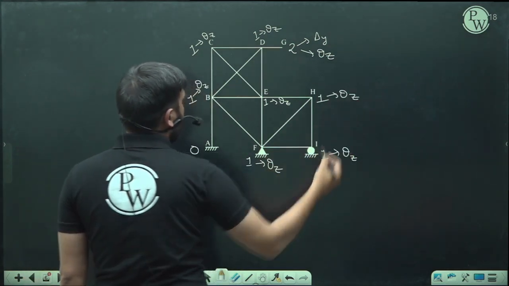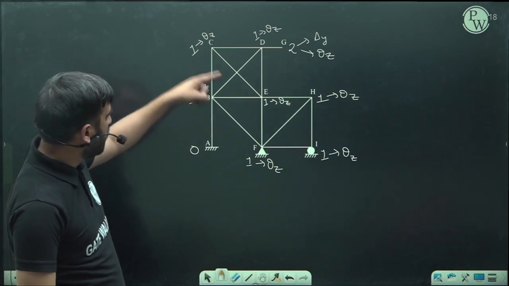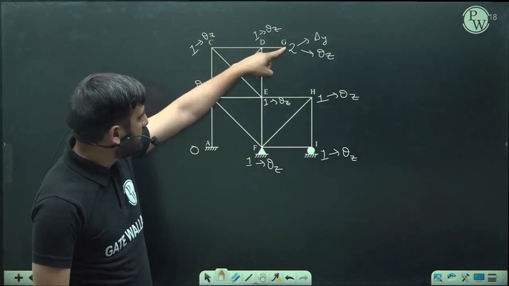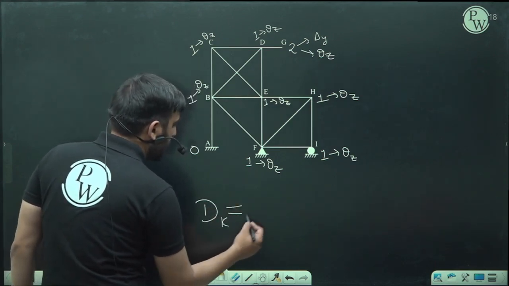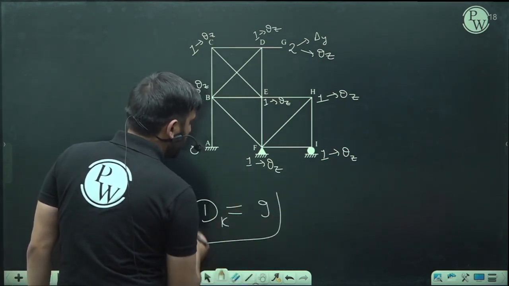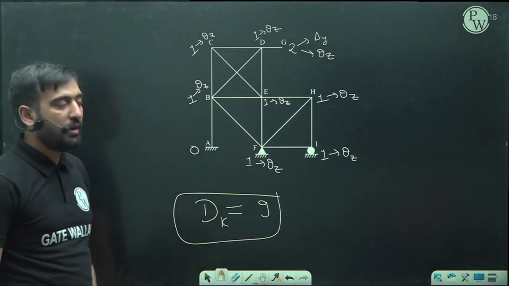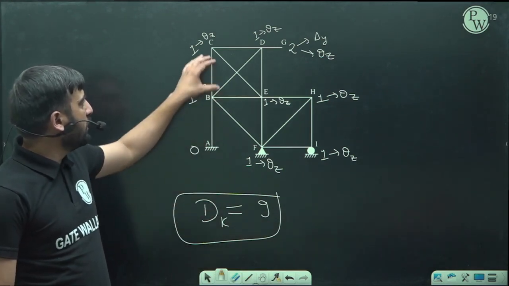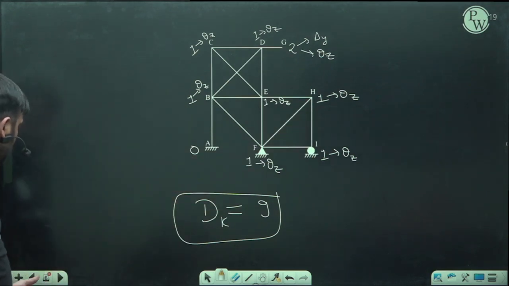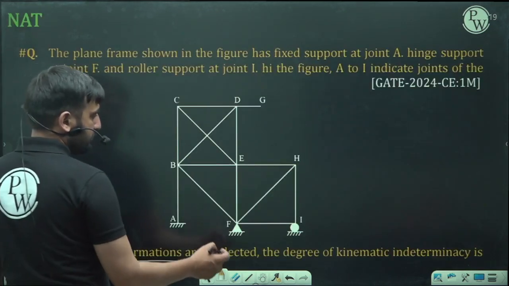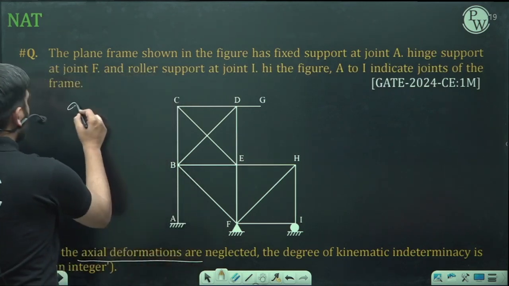Now we can count them all. It is 1, 2, 3, 4, 5, 6, 7, 8 and 9. So the correct answer will be, what is degree of freedom? What is degree of kinematic indeterminacy? It is a summation of all the degrees of freedom available at joints. So we have a total degree of freedom of 9. So the correct answer is 9.